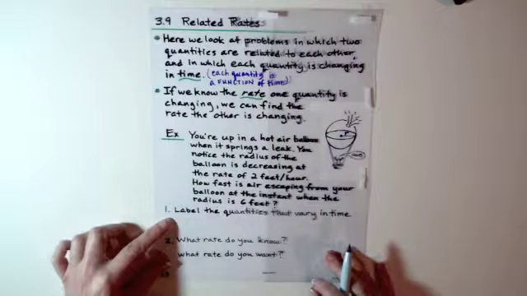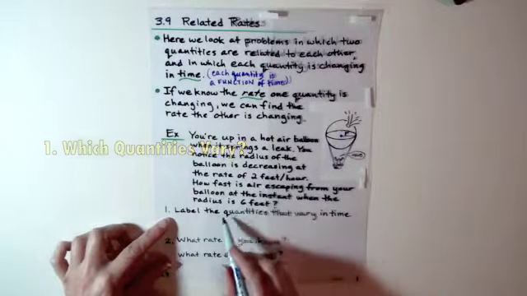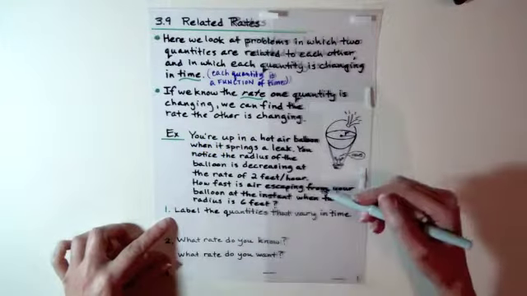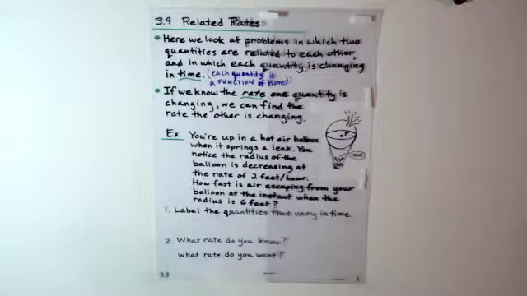First step, we're going to label the quantities that vary in time. And specifically, we want to look at the quantities that are discussed in the problem. So let's see if we can think about what quantities are changing in time, what quantities are functions of time.